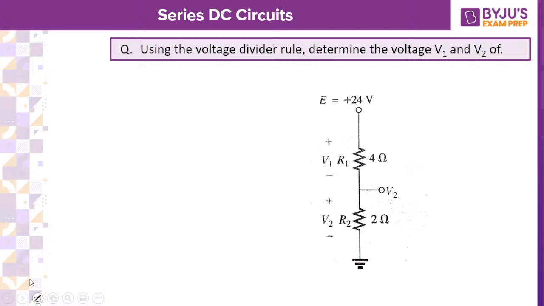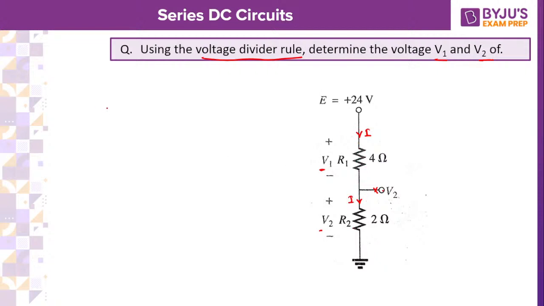Voltage division rule. Using the voltage division rule, determine V1 and V2. To find V1 and V2, I need to calculate the current. The current flowing through 4 ohms, this is just a terminal, there is no current division at all. So whatever current flows through 4 ohms, the same current also flows through 2 ohms.